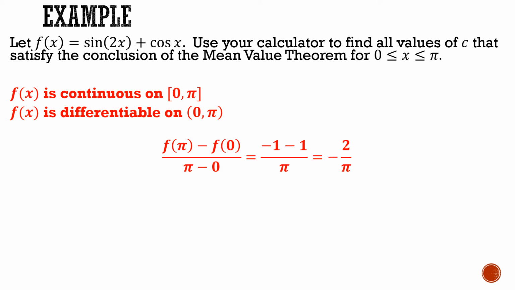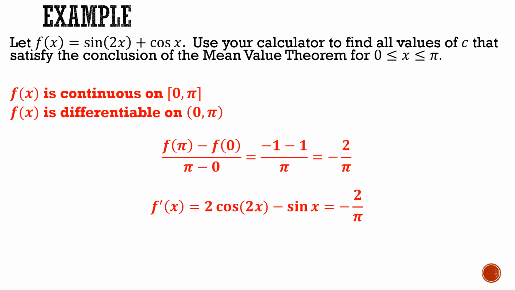Setting up my mean value formula, first working with the secant line, we'd have f of pi minus f of 0 over pi minus 0. Plugging that in, I get negative 1 minus 1 over pi, or negative 2 over pi. Now to find f prime of x, or f prime of c, we have 2 cosine 2x minus sine of x. And again, I know that has to equal the slope of the secant line, so it has to equal negative 2 over pi.